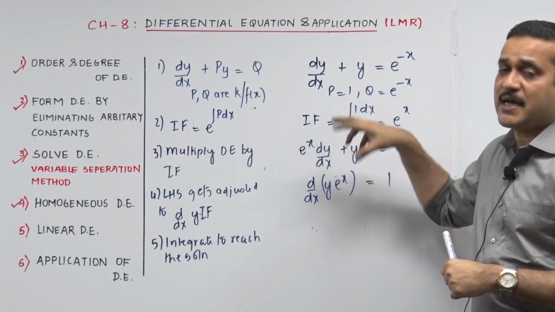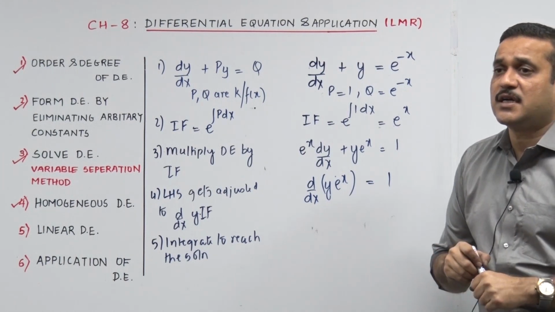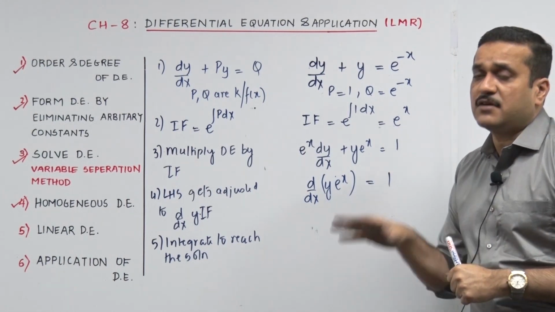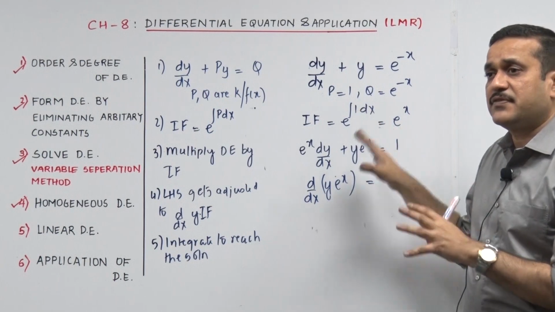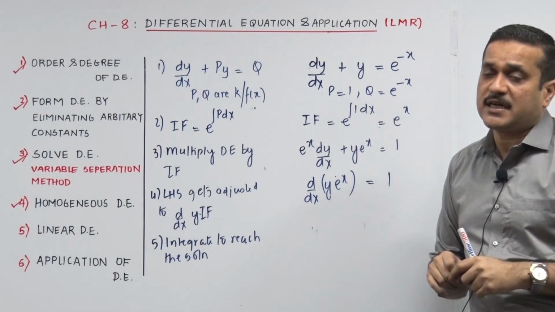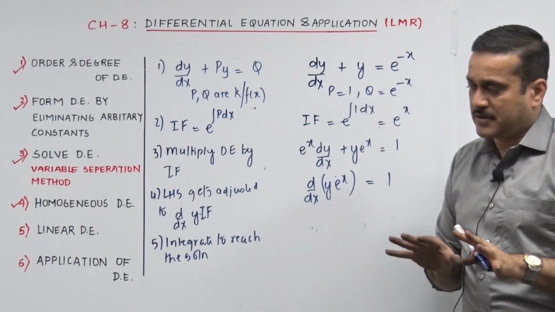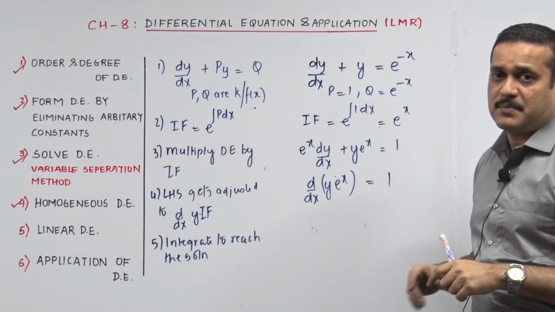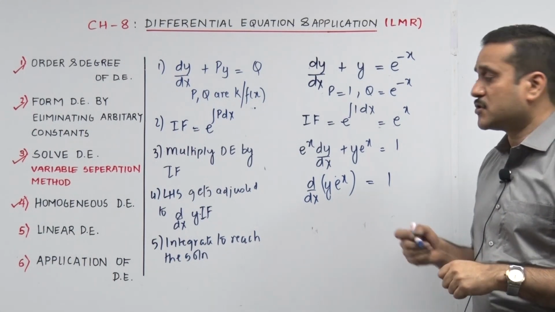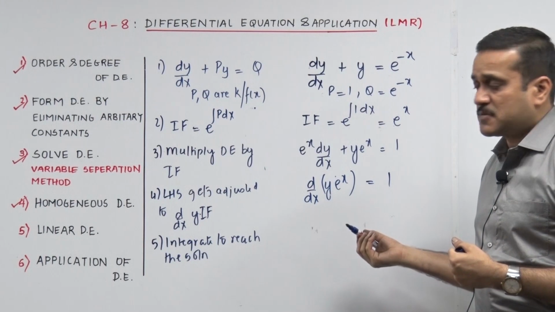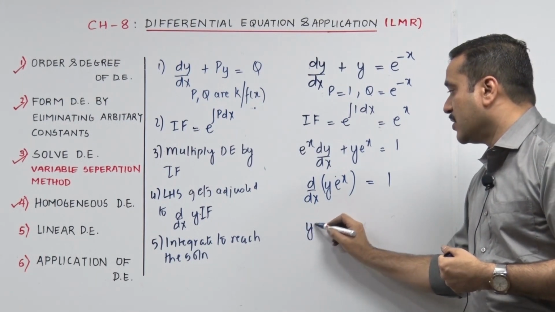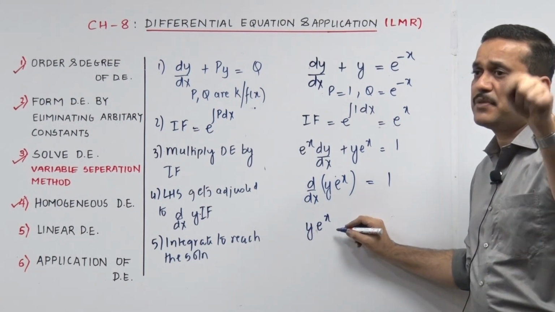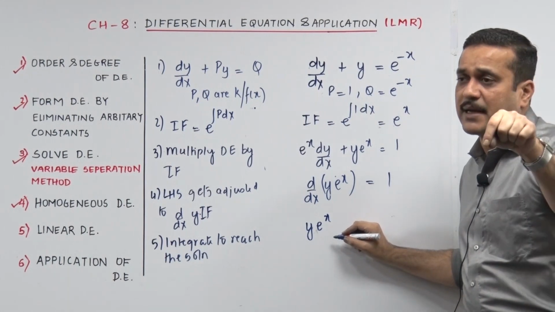So the left hand side has got adjusted to the derivative of y into integrating factor, which is a step in your linear differential equation. It is going to happen all the time if your integrating factor is correct. Having done that, the last step: integrate to reach the solution. So when I integrate both the sides with respect to x, this side I am left with only y e raised to x. Check.